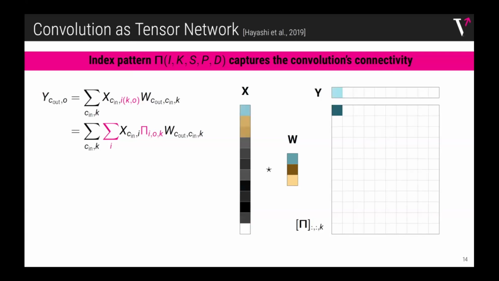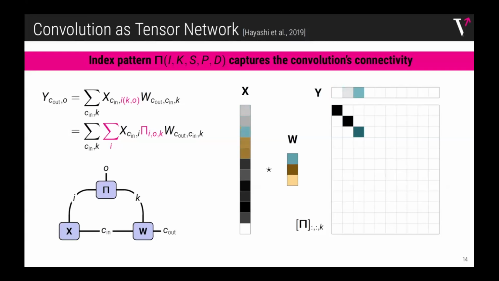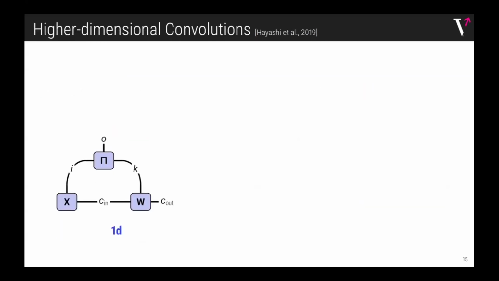And the good thing now is that we can take this expression on the left and just convert it back into a diagram. And this gives us a tensor network for 1D convolution. From now on, we can just apply everything we learned before and have some fun drawing and looking at diagrams. So this is a 1D convolution.